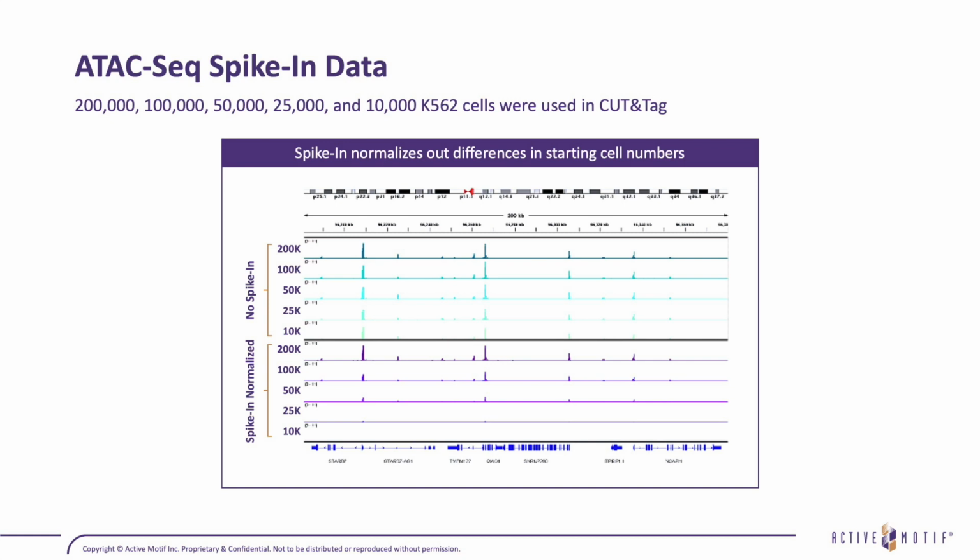In this experiment, we went from 10,000 cells up to 200,000 cells. Without spike-in, you don't see any major differences in signal intensity across those cell numbers. After spike-in, you see a stepwise decrease in signal intensity, demonstrating that we can also use the Drosophila nuclei spike-in method in the ATAC-Seq assay.